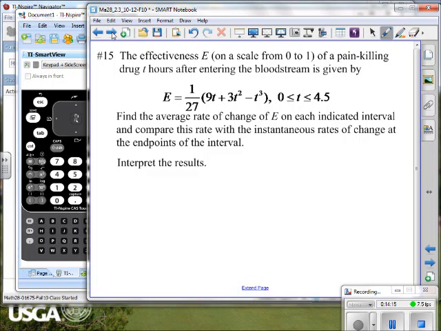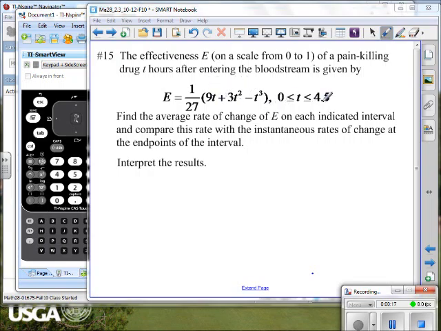The effectiveness of a painkiller, t hours after entering the bloodstream, is given by this formula. Who came up with that? I don't know. Someone who gathered data, saw a pattern, and decided that it was some kind of a negative cubic curve. That's all I can tell you.